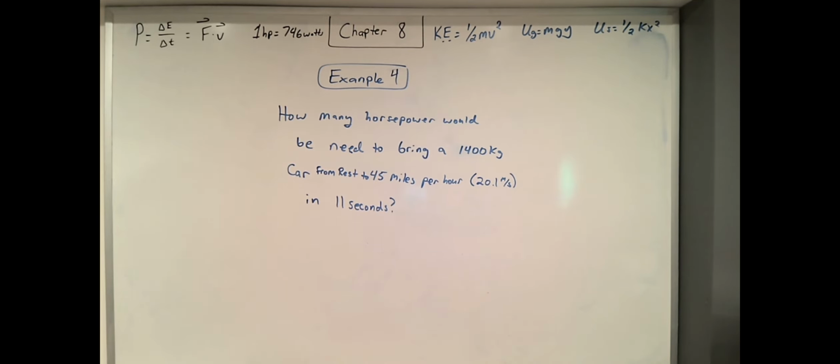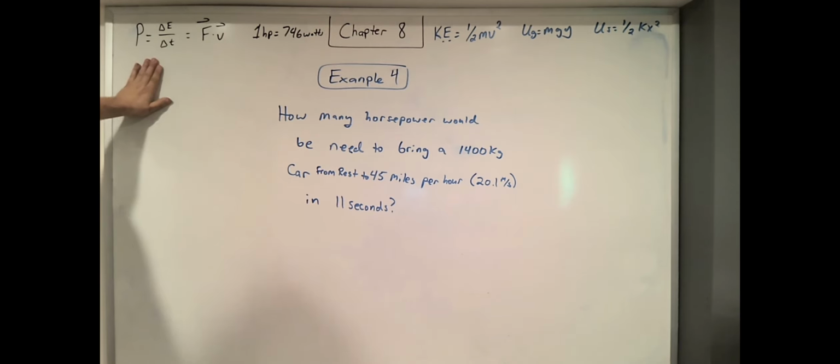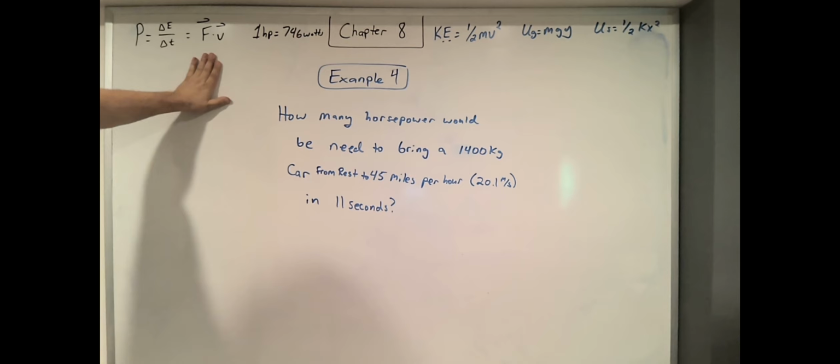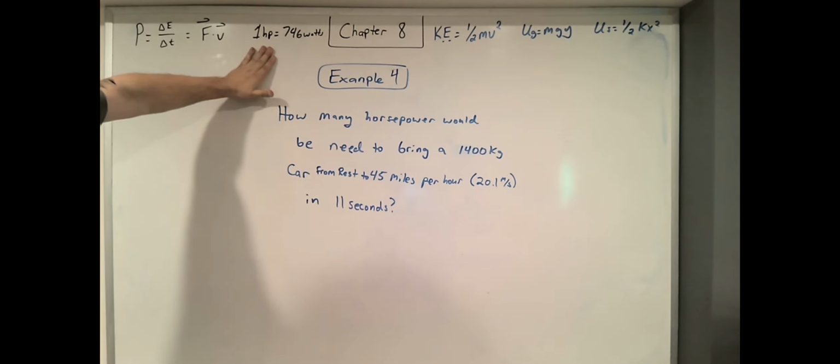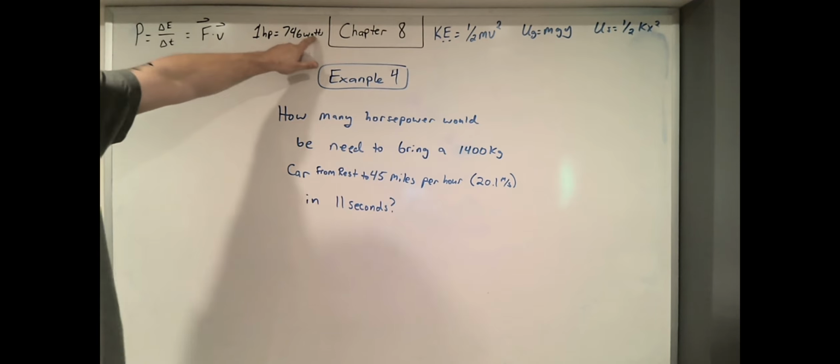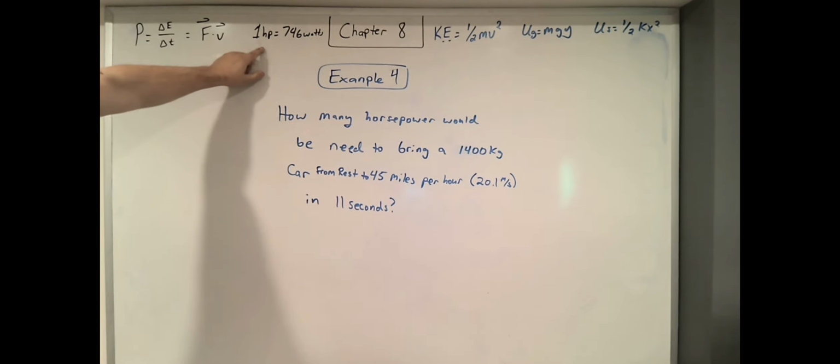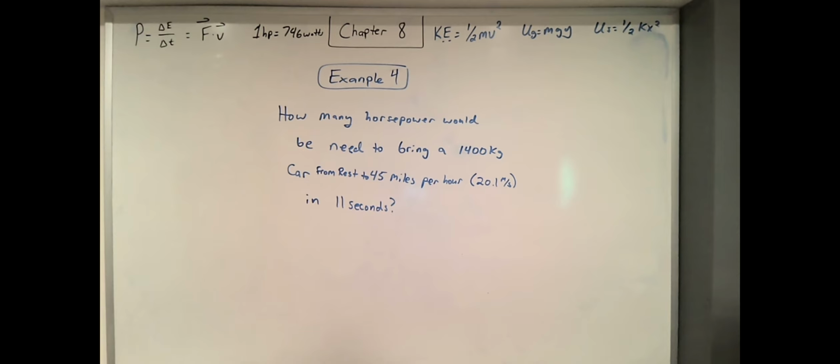All right, let's do an example here on power. So for this one here, I got the power equations written up. Power is energy over time. You can also look at it as force times velocity. And then there's a conversion: 1 horsepower is 746 watts. So this is the unit of power. The US unit of power is horsepower.